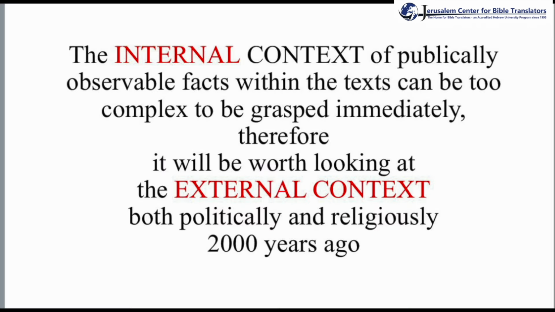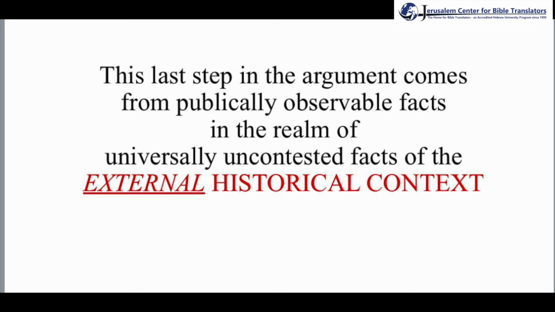Why is this important? Because what we've been dealing with, this internal precision of minute, careful word counts, of publicly observable facts within the text, is rather too complex to be grasped easily or immediately. So now we're going to look not at internal context, but external context. Matters of politics and religion of those days 2,000 years ago. And this last step in the argument comes from publicly observable facts in the realm of universally uncontested facts in the external historical context. Now, what could there be, 2 facts that the historians don't disagree about?